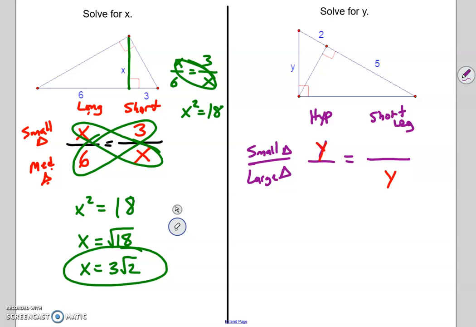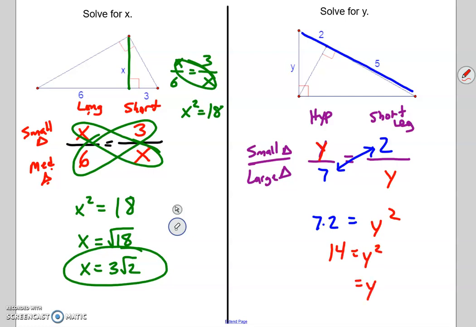So we're getting a type of geometric mean where we're going to cross multiply and get y squared. If I look at the large triangle hypotenuse, that's going to be this whole thing, which is going to be 2 and 5 put together. And then the short leg of the small triangle is the only thing I have left, which is going to be 2. So now when I cross multiply, I get 7 times 2, and that's going to be equal to y squared. If I continue that, that's going to be 14 equals y squared.